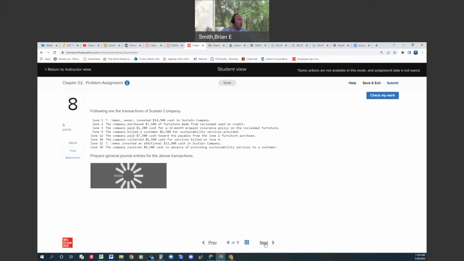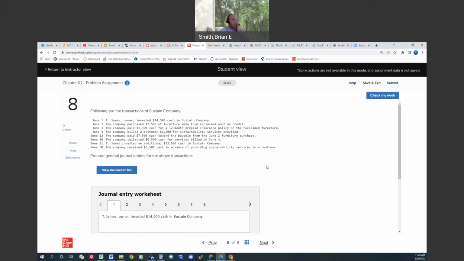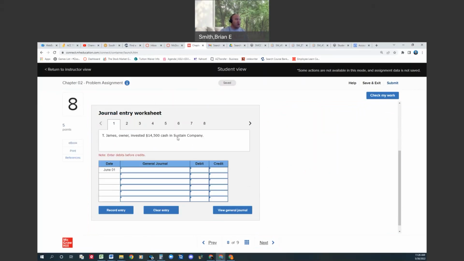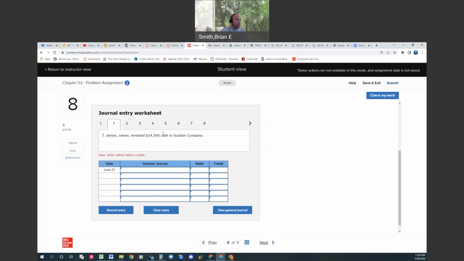Let's go to this one. All these numbers are going to be changing for you in this. We're basically doing basic financial accounting transactions. So let's start off with this. T. James, funny enough, my son's name is Tyler James. He invested $14,500 in his company. We're going to look at all these transactions. They're all restated down here, so we don't need to keep scrolling back up.